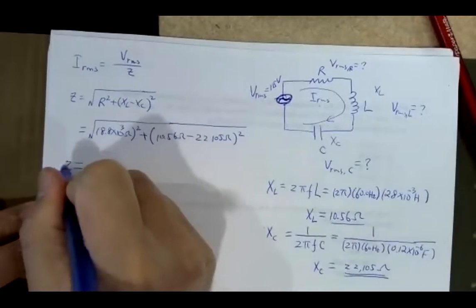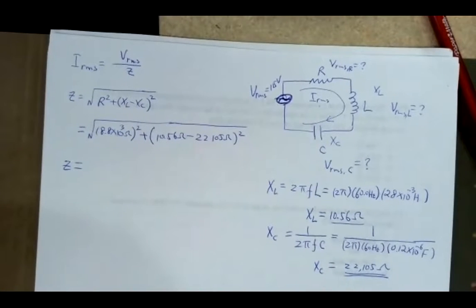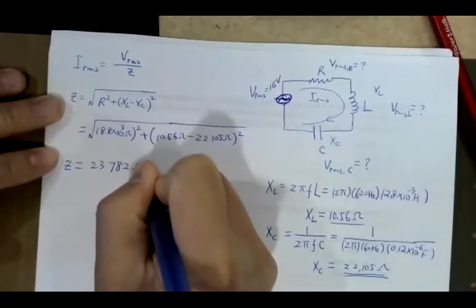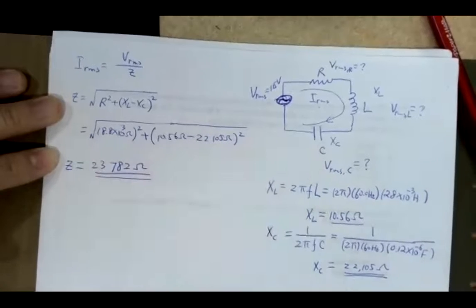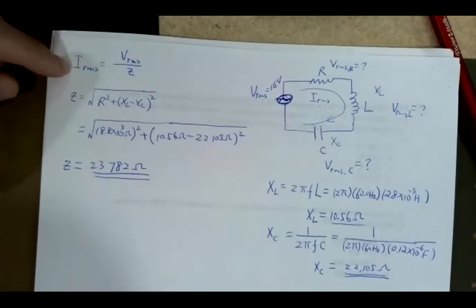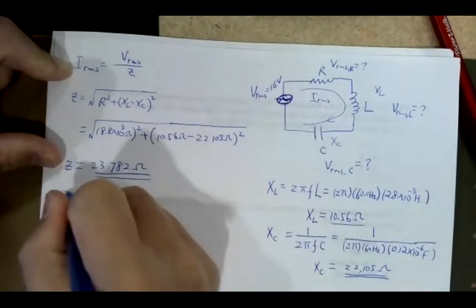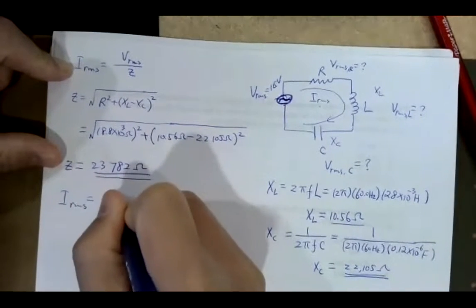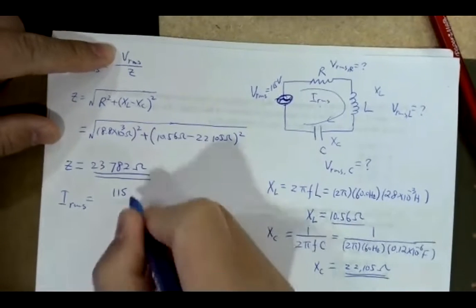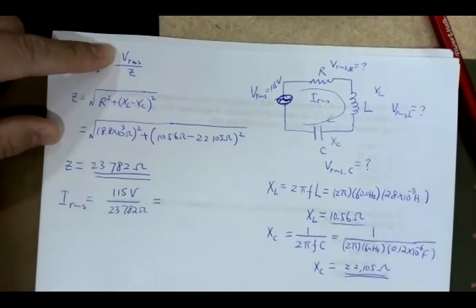All right. So that gives you your impedance to be equal to 23,782 ohms. Okay, that's my impedance. Once we have the impedance, we can calculate what's the root mean square current in the circuit. Okay, so you can do that now. It's equal to the root mean square voltage 115 divided by 23,782 ohms.